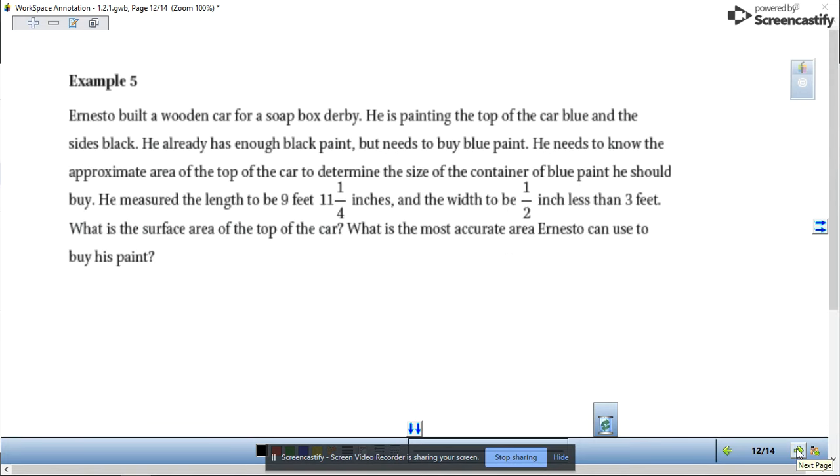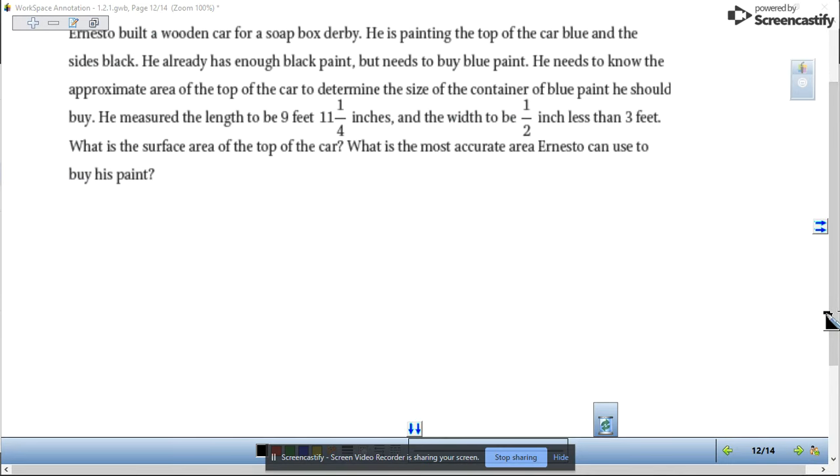Ernesto built a wooden car for a soapbox derby. He is painting the top of the car blue and the sides black. He's already got enough black paint, so he only needs to focus on the top, on the blue paint. He wants to approximate the area, and he knows the length is 9 feet 11 1/4 inches, and the width is 1/2 of an inch less than 3 feet.